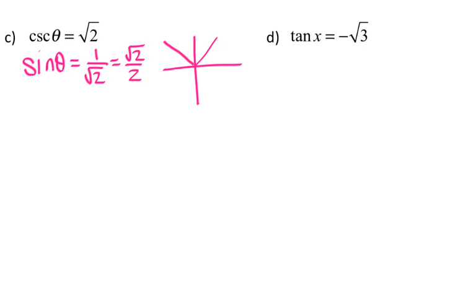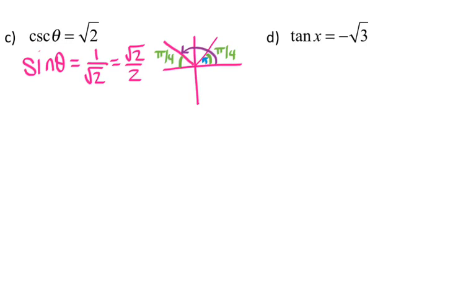So I need to figure out what this reference angle is that gives me a y-coordinate of root 2 over 2. That's pi over 4, using my little hand trick. So here are the two angles that I need. I need this one, and I need this one. And by the way, this wedge right here is also my reference angle, which is pi over 4.